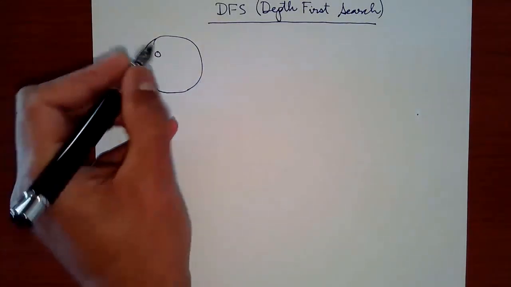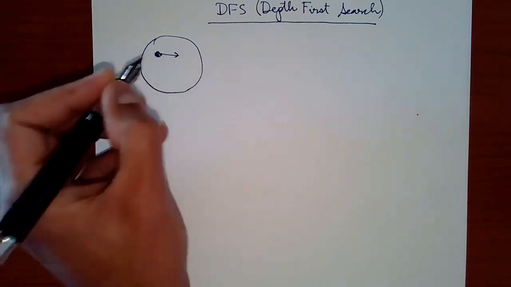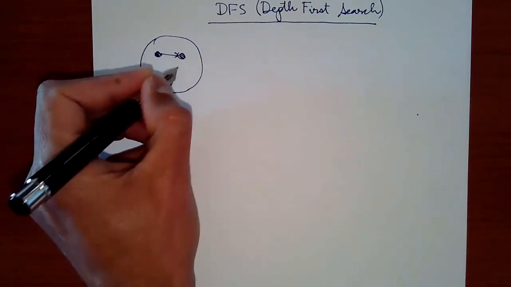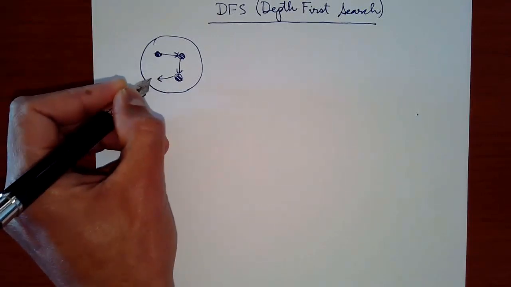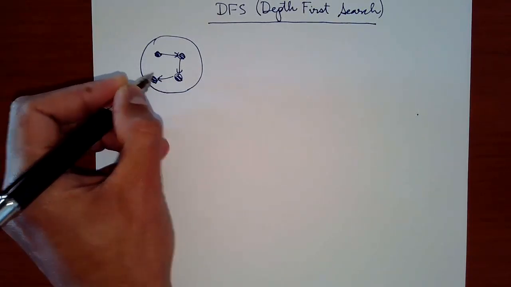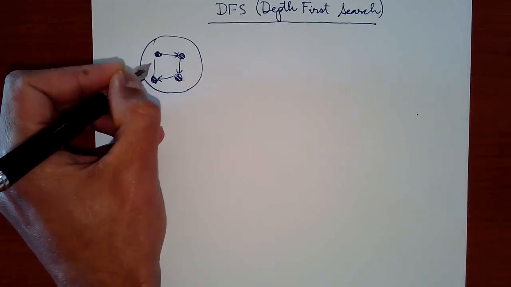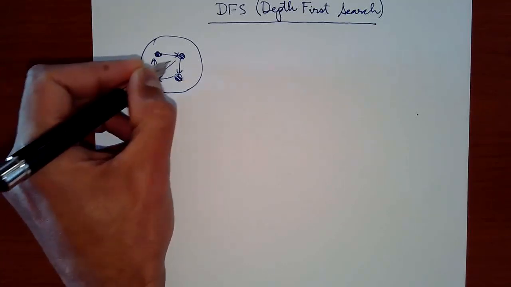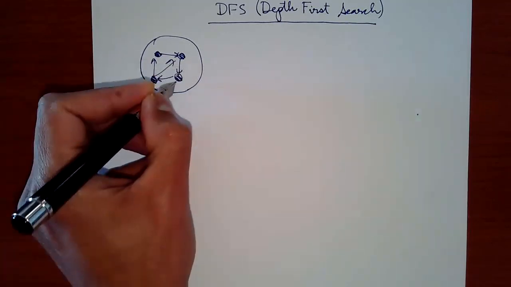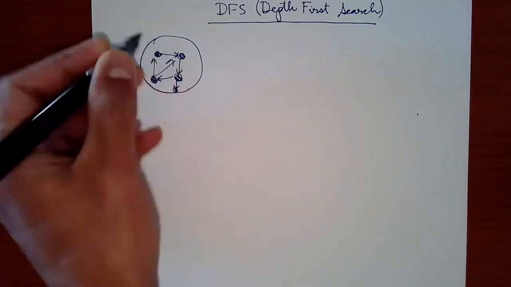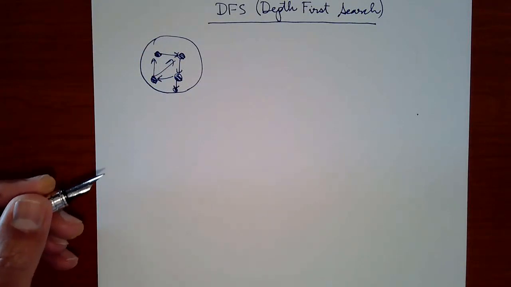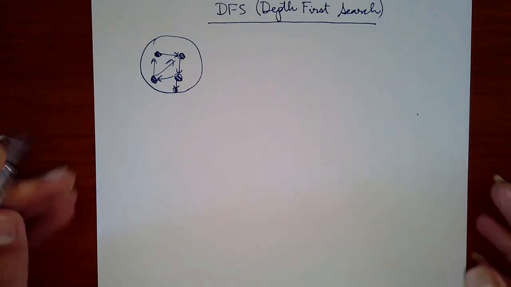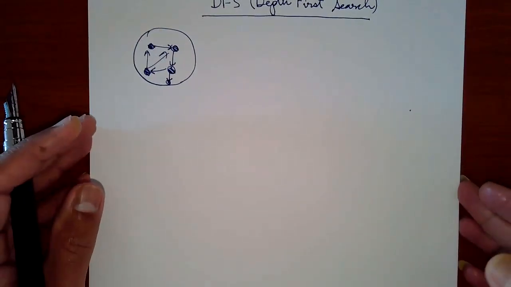So let's say you visit a vertex, then you take a neighbor, you visit that neighbor, you go to a neighbor, you visit the neighbor, and you keep doing this until at some point you hit a vertex, all of whose neighbors are visited, and then you backtrack, and then you go somewhere else, you visit everything, and so on and so forth. So it's basically just a standard process of backtracking in a graph.